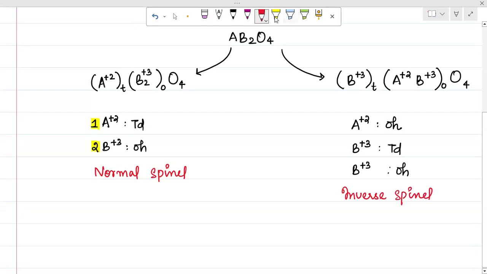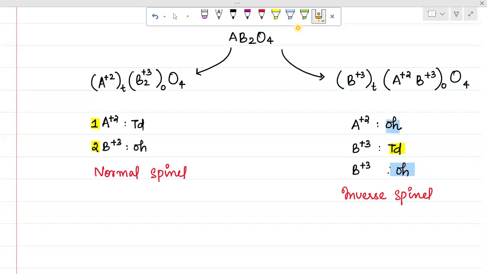Inverse spinel. So here also you can see one tetrahedral void and you have two octahedral voids. Always the number of octahedral voids is equal to 2 times the tetrahedral voids. That is clear. So you have to understand the basic formula of a normal spinel and an inverse spinel. In normal spinel, +2 will take up the tetrahedral void, and in inverse, +3 will take up the tetrahedral void, and the rest will go to octahedral.